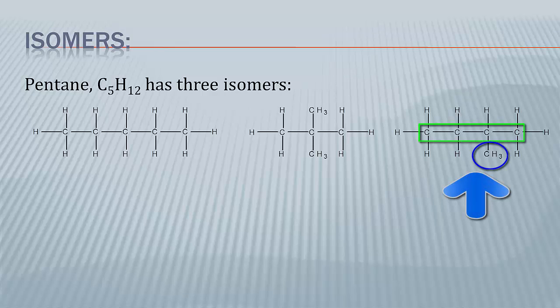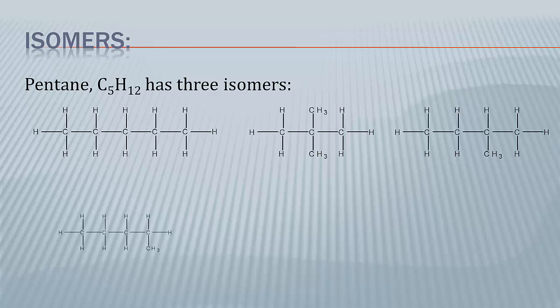So these 3 molecules are all different, so they are all isomers. They all have different names and they have different properties. But not every example that you can draw would be an isomer. You need to be careful. Here is an example of another structure of C5H12, but this is not an isomer.